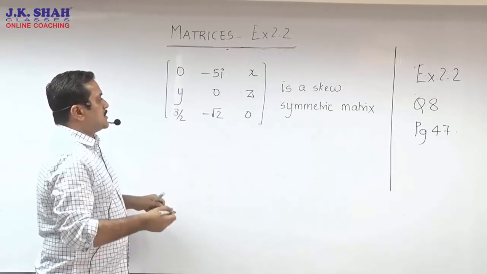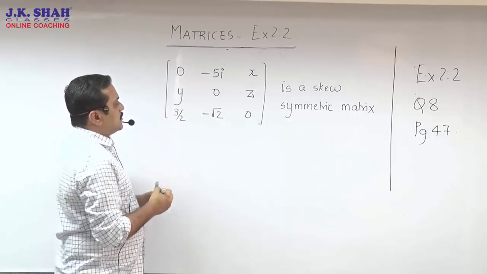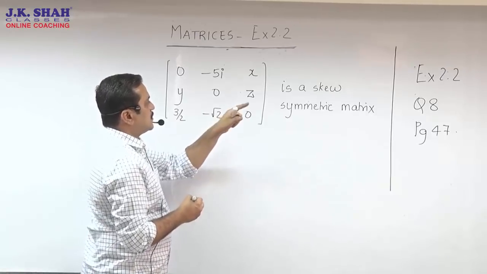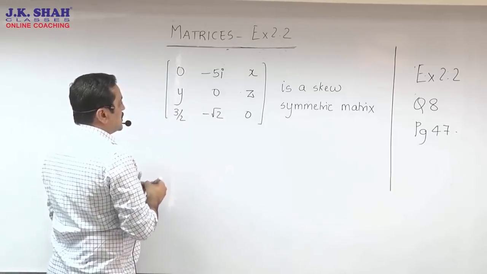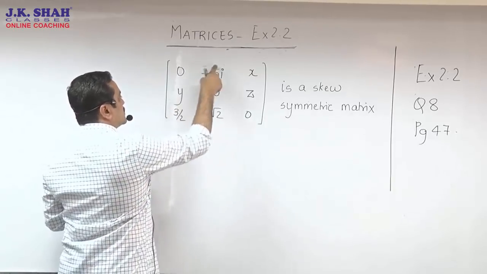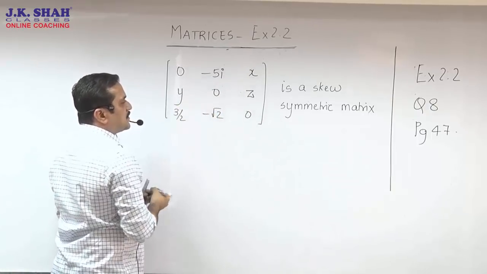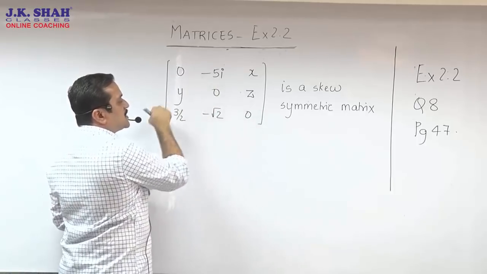So next question again from exercise 2.2, question 8, slightly different from the previous one. In the previous question they had said it's a symmetric matrix, now they are saying it's a skew symmetric matrix. If you can remember, in a skew symmetric matrix everything remains the same, this and this are equal, this and this are equal, this and this are equal, but the only thing is the signs are different. And this y has to be not minus 5y, it has to be plus 5y.